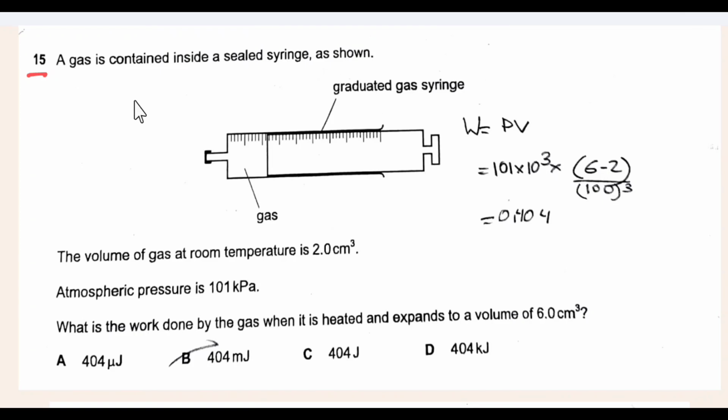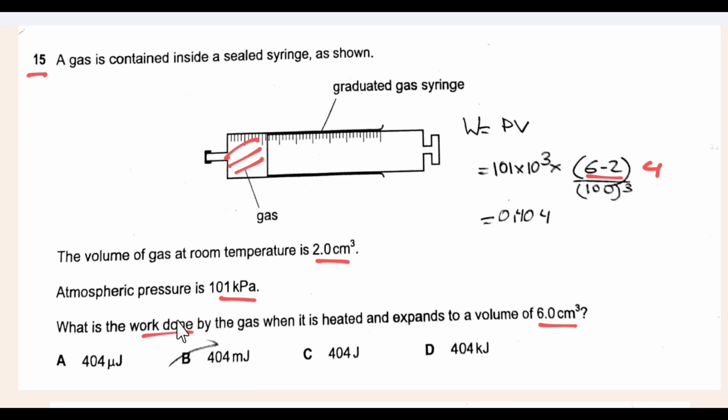Question number 15. A gas is contained inside a sealed cylinder as shown. The volume of gas at room temperature is 2 cm cube, so the initial volume is 2 cm cube. The atmospheric pressure is 101 kilopascal. What is the work done by the gas when heated and expands to a volume of 6 cm cube? So what is the increase in volume? The increase in volume is 6 minus 2, that is 4 cm cube.